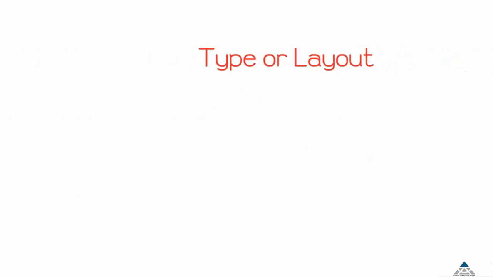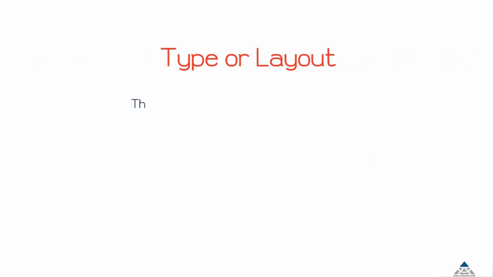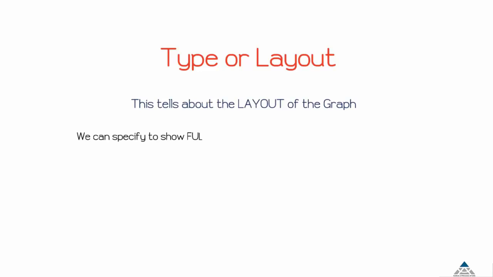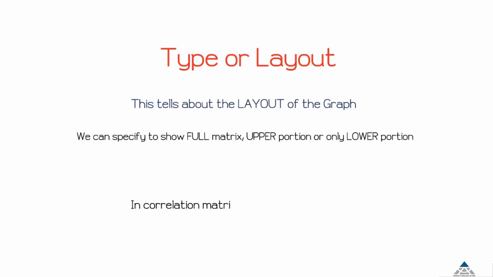Second in line is type. This tells us about the layout of the graph. When we look at the matrix, it can be divided into an upper triangle and a lower triangle. So in layout, we can specify if we want the graph to show us the full matrix, the upper portion, or only the lower portion. In a correlation matrix, the upper and lower triangles will be exact mirror images of one another.